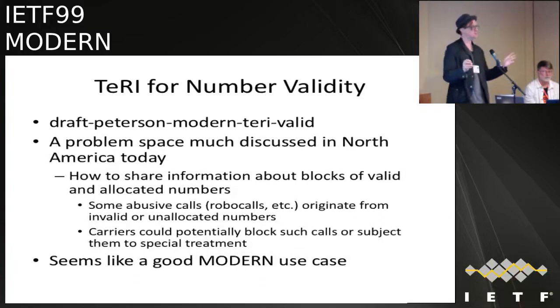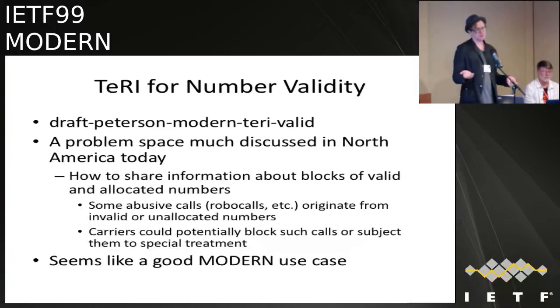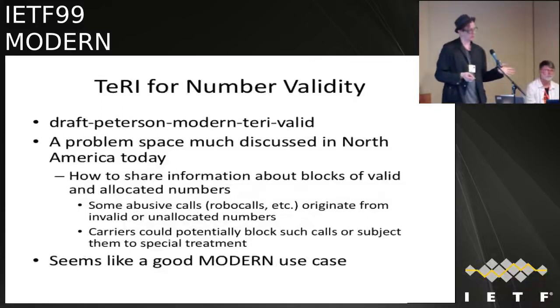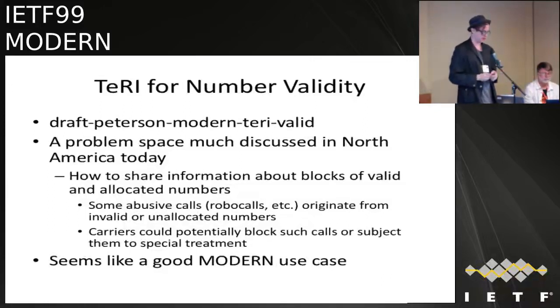And it's the problem space that's much discussed in North America today, because there are a lot of abusive callers in North America today who are using numbers that are either invalid or unallocated. And by unallocated, I mean no carrier even has them in inventory. Yeah, and I'm sure this is true in many other places. And so what we want to try to do with Terry, with this model, is to figure out how to share information about blocks of valid and allocated numbers that can be propagated around to carriers so that calls can be either blocked completely at the carrier level or at least subject to some special treatment.